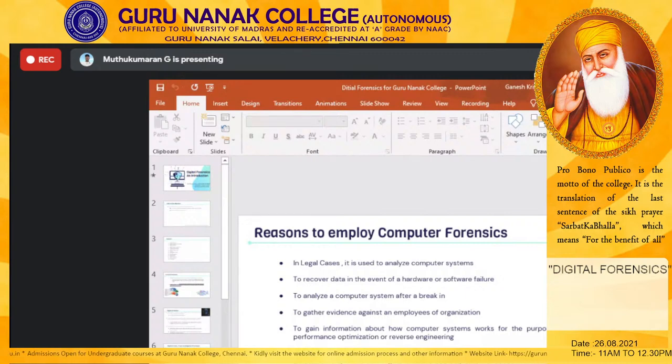Computer forensics are also used to gather evidence against an employee of an organization. If an employer or the company feels that one of its employees is doing any mischief while using the computer systems, then they can use computer forensics to track what those persons are doing and even gather evidence against them.